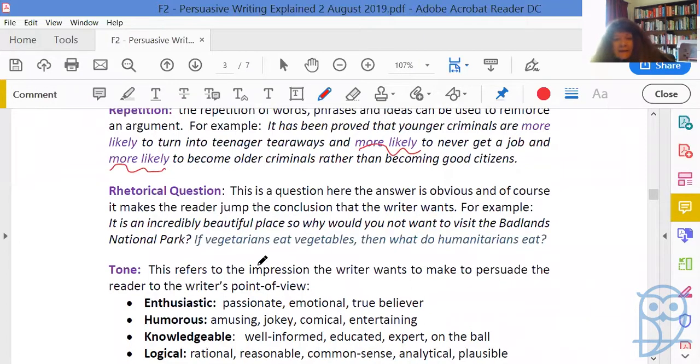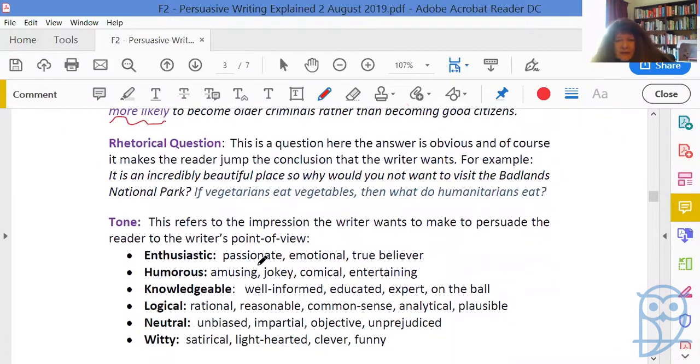And then finally, we might squeeze in tone. This is the last one, referring to the impression the writer wants to make to persuade you to his point of view. He will write enthusiastically, humorously, knowledgeably, logically. Maybe he'll be neutral, or maybe he'll be witty. Okay, so you can use that.